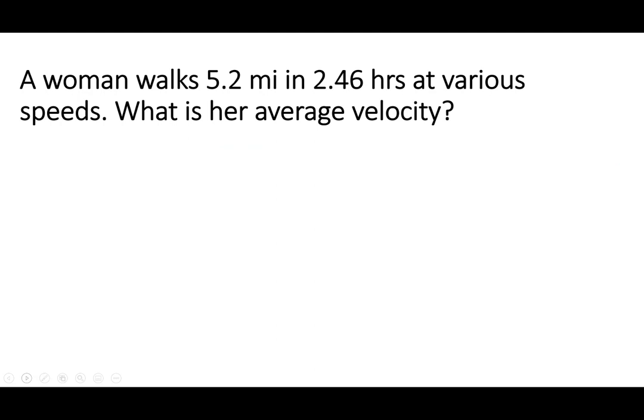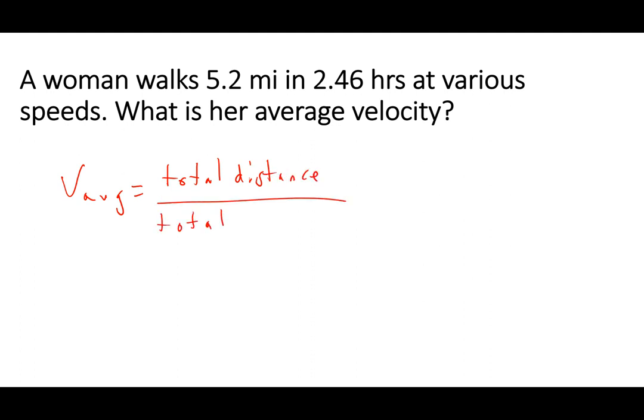Let's take a look. A woman walks 5.2 miles in 2.46 hours at various speeds. She speeds up, she slows down. But what is her average velocity? Well, average velocity, remember, is total distance over total time. You should write this down in your formula sheet on the back of your table of conversions.